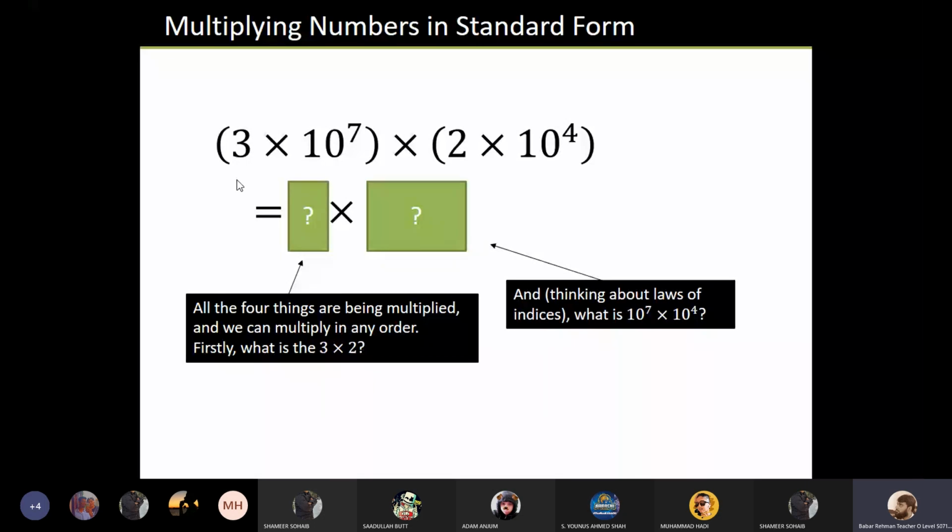So the first thing is I multiply these two numbers, 3 and 2, that will become 6. And we will now recall the concept of indices, that is 10 power 7 multiplied by 10 power 4. So when bases are same, we will add their powers, that is 7 plus 4, 11. So this is a simple way.